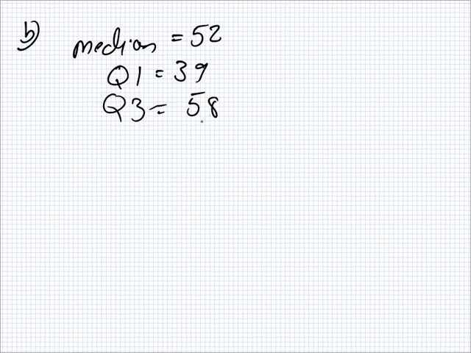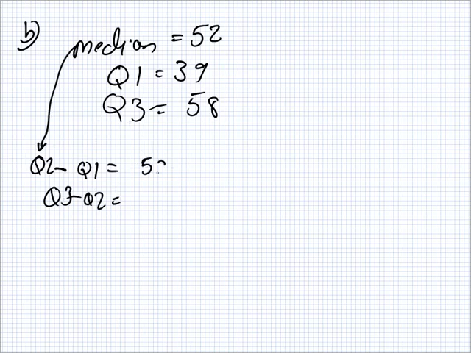Okay, use your graph, calculate Q2 minus Q1, Q3 minus Q2. Q2 is the median, by the way. 52 minus 39 is 13, thank you. And then Q3 minus Q2 is 6.